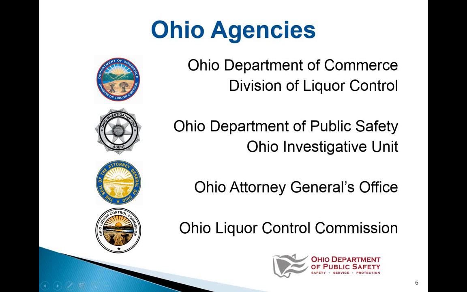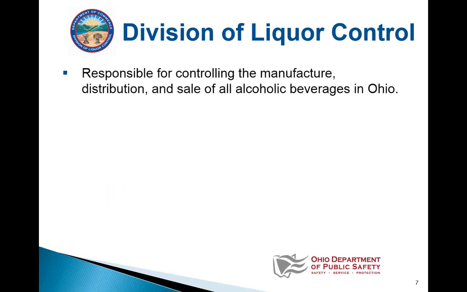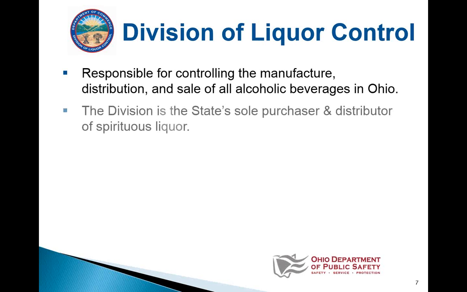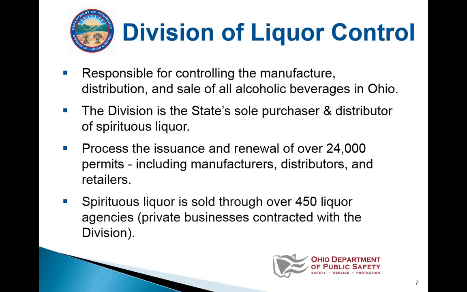To start with, the Ohio Division of Liquor Control is the agency responsible for controlling the manufacture, distribution, and sale of alcoholic beverages here in Ohio. They oversee the renewal and issuance of over 24,000 liquor permits as well as the management of contracts with over 450 state agencies for the distribution of spirituous liquor. And the division is the only purchaser for the state of Ohio of that spirituous liquor.